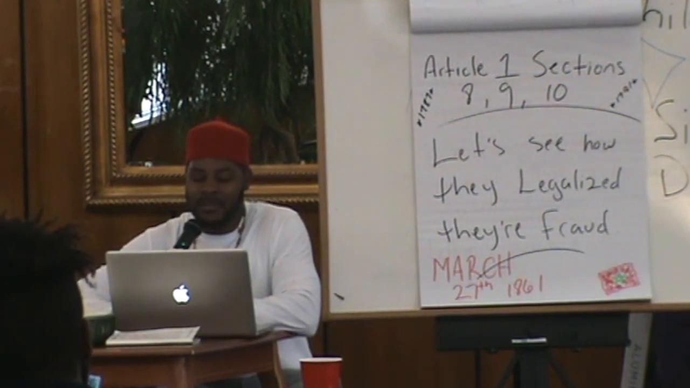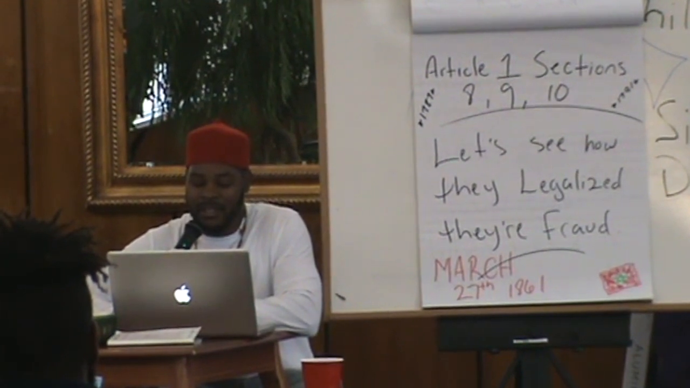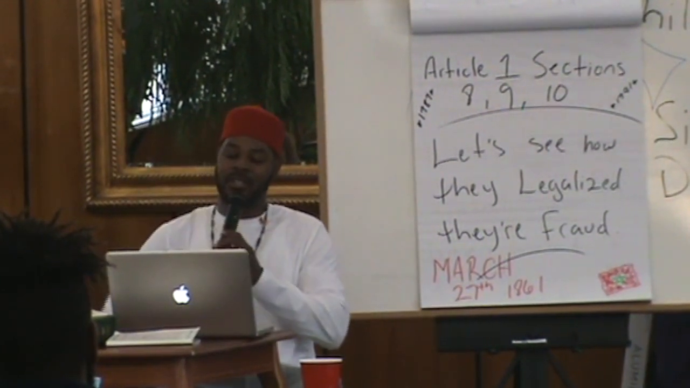Immediately after they shall be assembled, in consequence of the first election, they shall be divided as equally as may be into 3 classes. The seats of the senators of the first class shall be vacated at the expiration of the 2nd year, the 2nd class at the expiration of the 4th year, and the 3rd class at the expiration of the 6th year, so that 1/3 may be chosen every 2nd year. And if vacancies happen by resignation, or otherwise, during the recess of the legislature of any state, the executive thereof may make temporary appointments until the next meeting of the legislature, which shall then fill such vacancies.